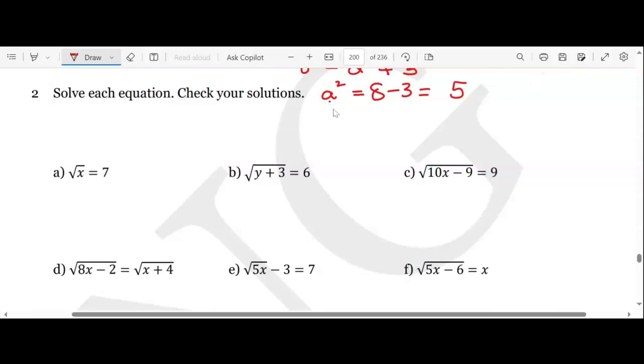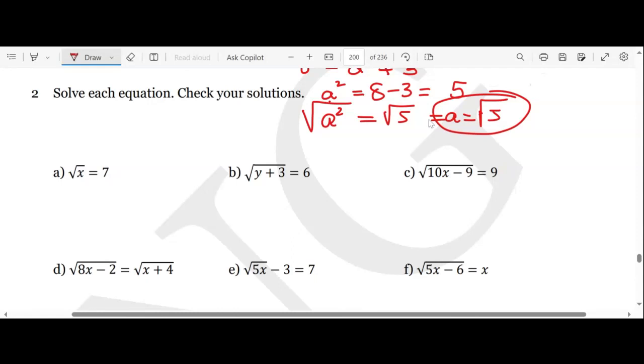So here we have to take what? We're going to have to take the square root of this, right? 8 minus 3, how much? How much is 8 minus 3? 5. If you want to find A, you have to take the square root of both sides, right? So your answer will be what? Square root of what? 5.